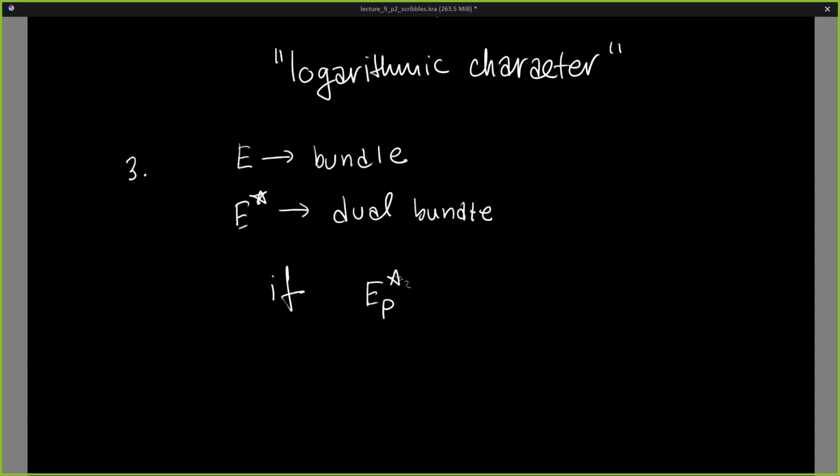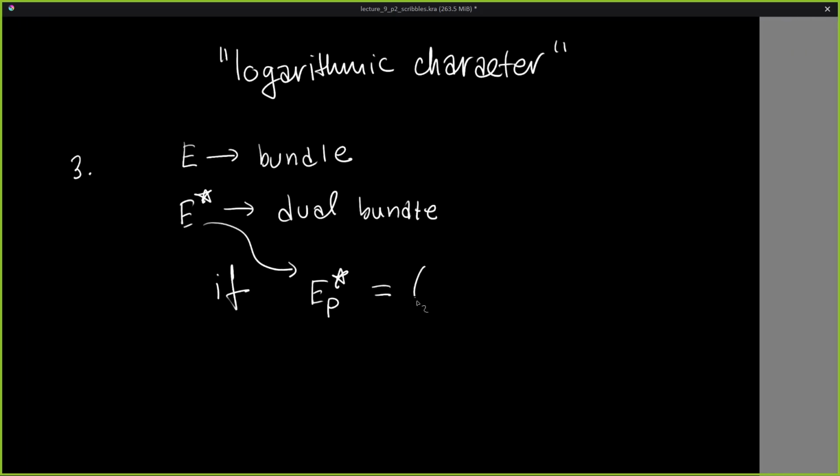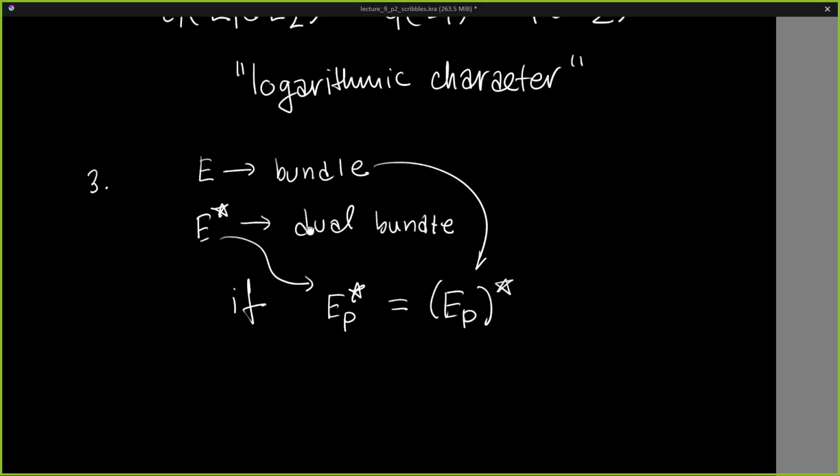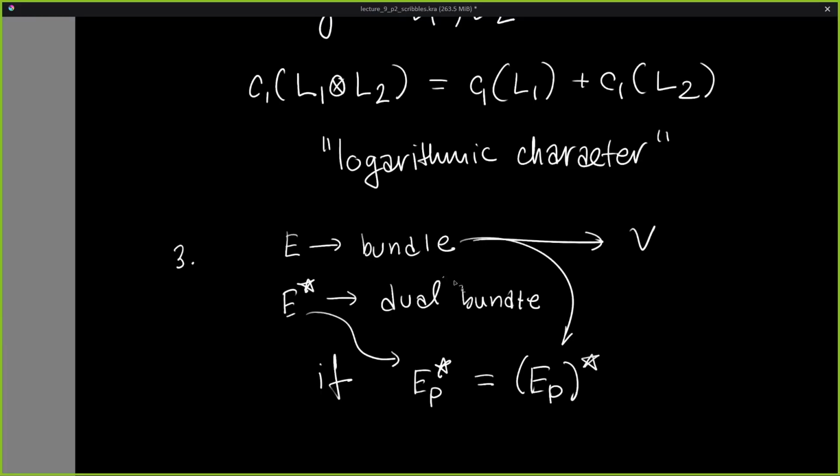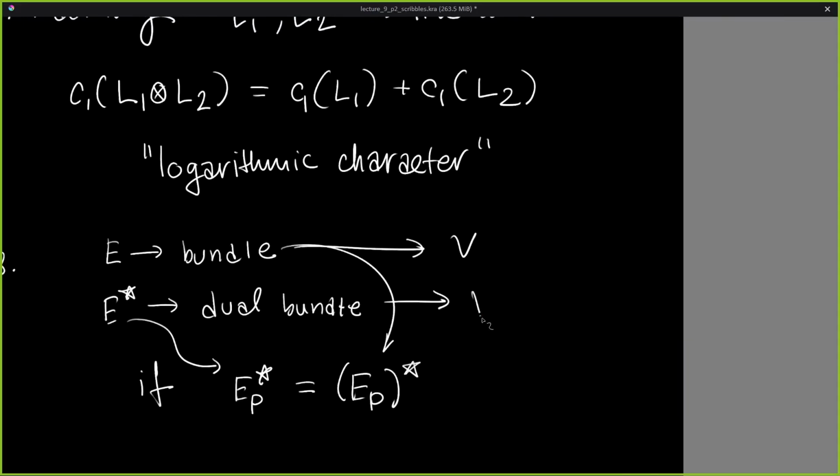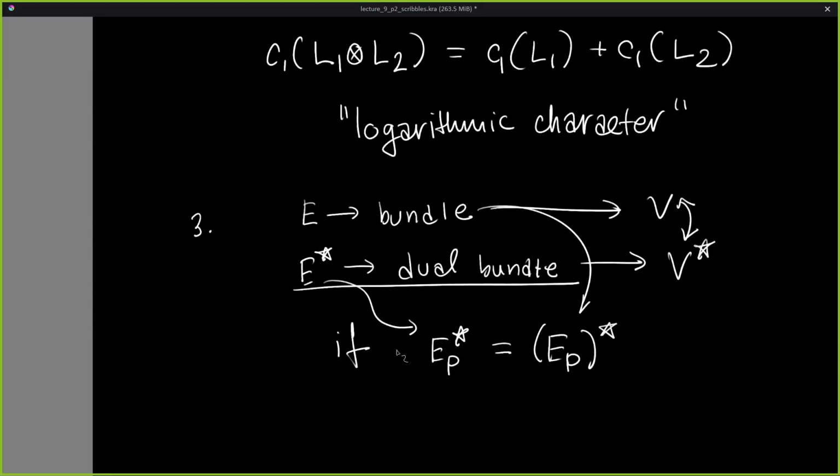EP star, the fibers, is equal to the fiber of this bundle, the dual space of the fiber of this bundle. So if the bundle has a vector space V, then the dual bundle's vector space is V star. That's basically it. And then this is called the dual bundle. So it's a bundle whose fibers are the dual spaces of the regular bundle.